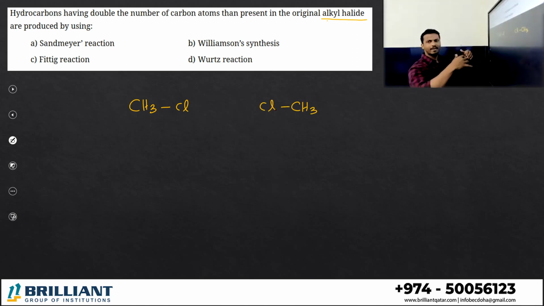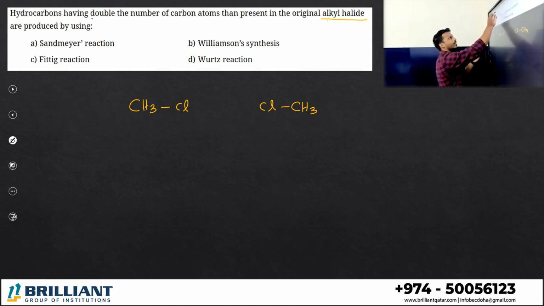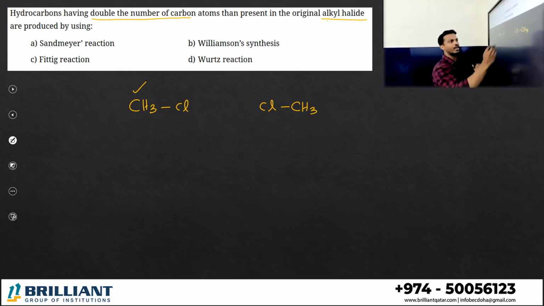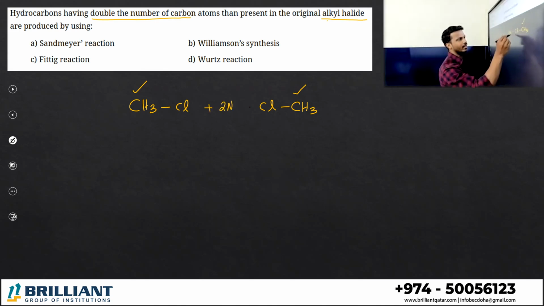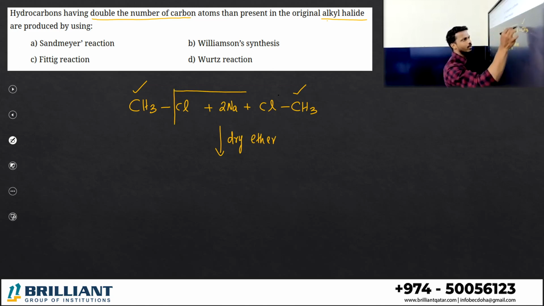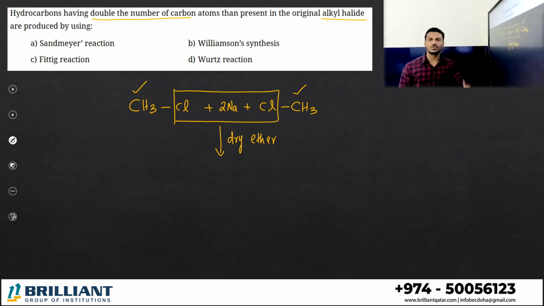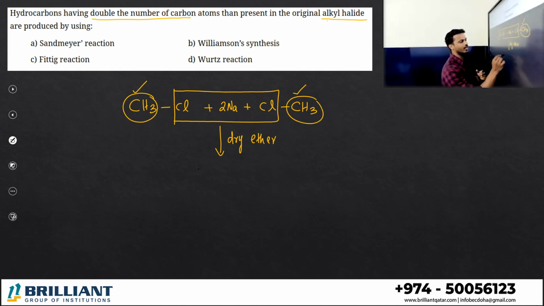How can we double the number of carbon atoms? Here you can see one carbon in one haloalkane, another carbon in another haloalkane. So how can we combine them? Very simple. Let's treat it with 2 sodium metal, right, in the presence of dry ether. So this 2 sodium can remove the 2 chlorine as 2 NaCl. So what will you get? This CH3 and CH3 will combine together. We will get ethane as a molecule.